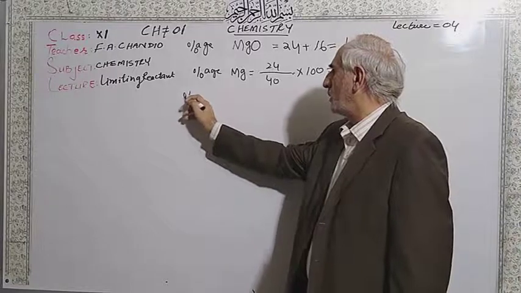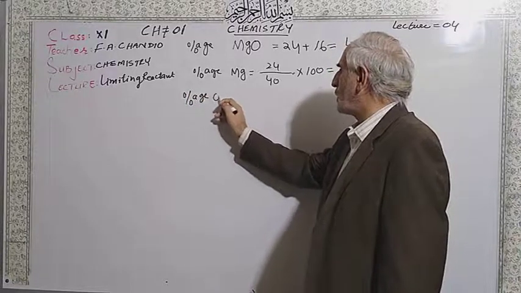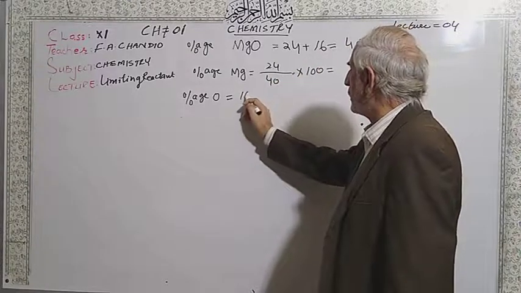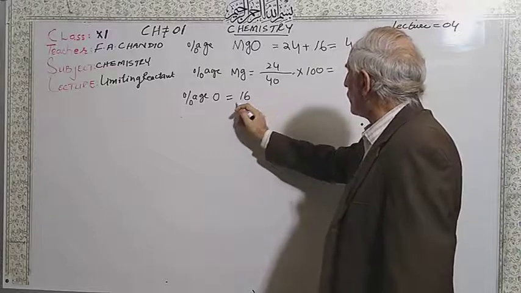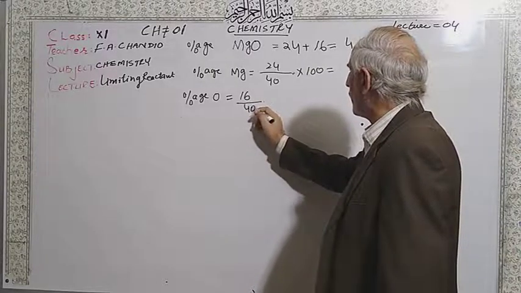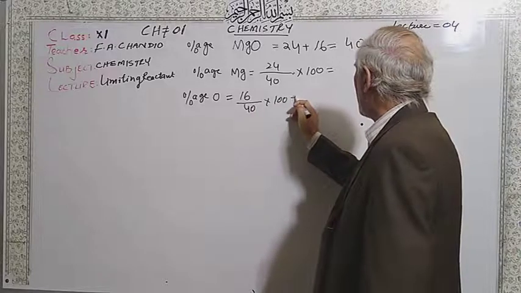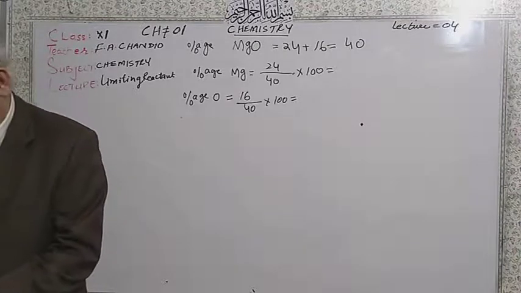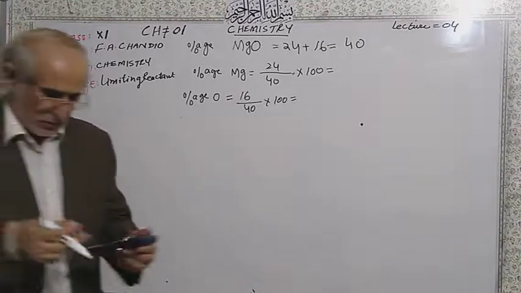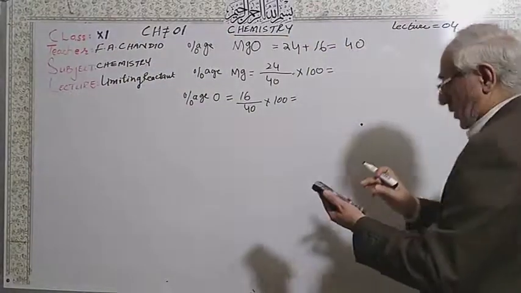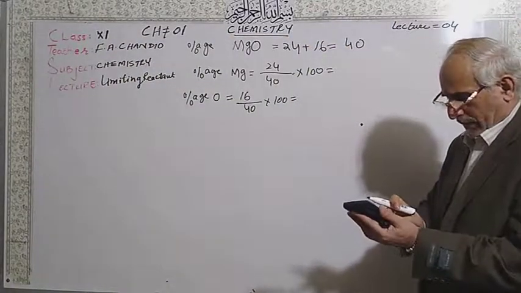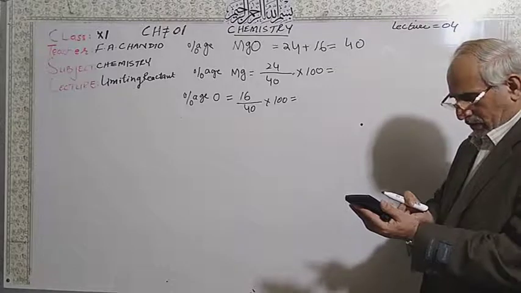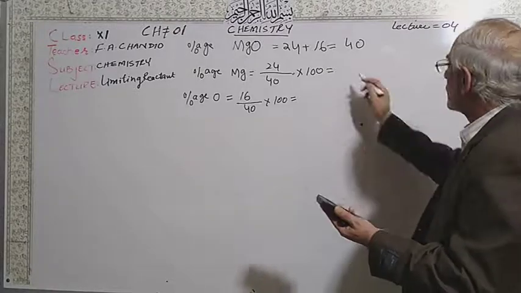Same case, percentage of oxygen. So oxygen is 16 divided by 40 and multiply by 100. You will get the answer. I have a calculator, so I can calculate and write the answer. 24 multiplied by 100 and divided by 40. So you will get 60%.